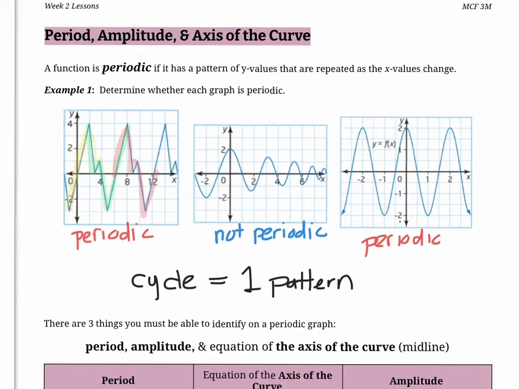So if we were going to quickly find one of the cycles in this last graph here, maybe you see it as this. That's the pattern that repeats over and over and over again. Or maybe you see it as this. That's the pattern that repeats over and over again. As long as you realize that one cycle is one pattern, it can all be correct.